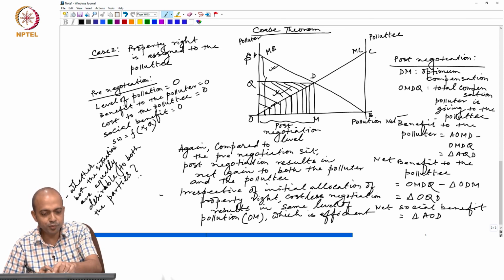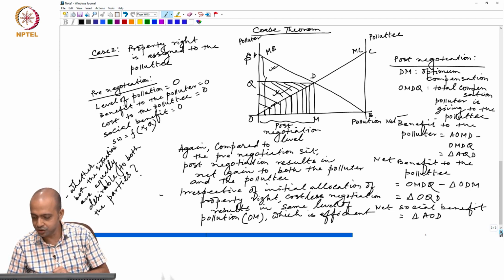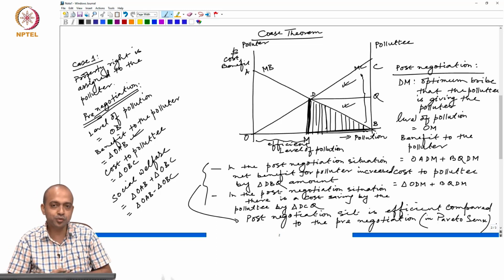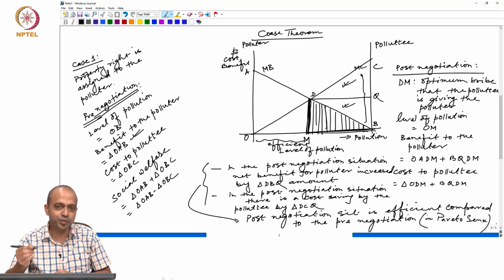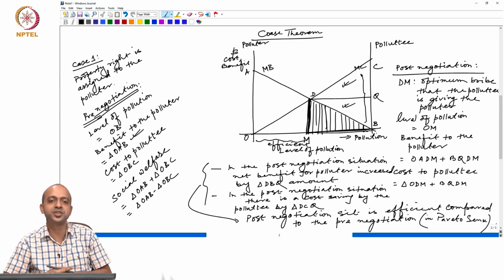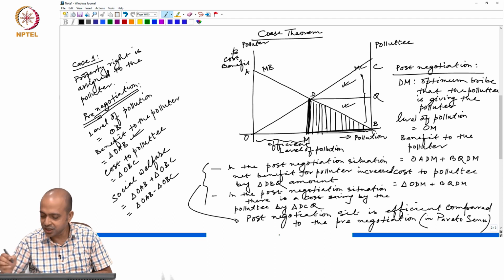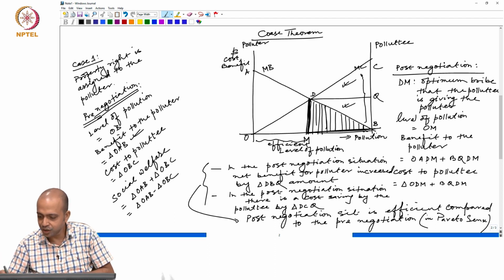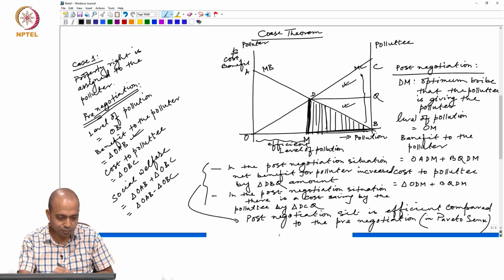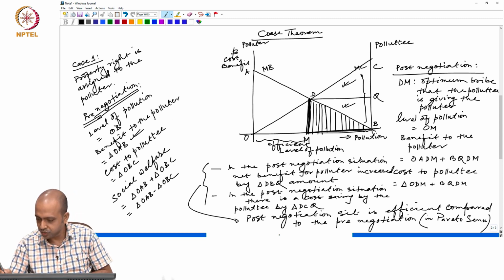That is a positive net benefit in the real sense, because the polluter is giving compensation, and that money, after spending on cleaning the pollution of ODM, is the money coming into the pollutee's pocket. And what is the net benefit for the polluter? This amount. But in the previous situation, there was a benefit to the pollutee, but that benefit was only in terms of cost saving. This is the cost saving, DQC. Look at this. What is the benefit to the pollutee?